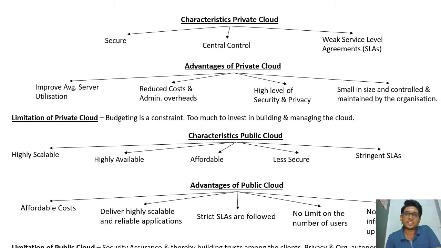Next, we will see the characteristics of a private cloud. There are 3 characteristics. It is secure, central control, weak SLAs. SLAs means service level agreements. I repeat, secure, central control, weak SLAs. Advantages of a private cloud. What are the advantages of a private cloud?